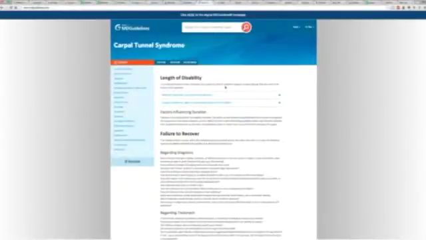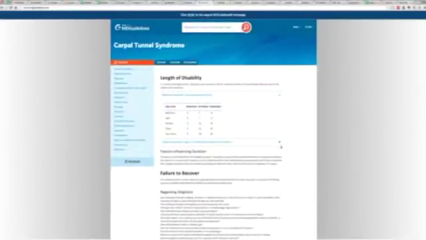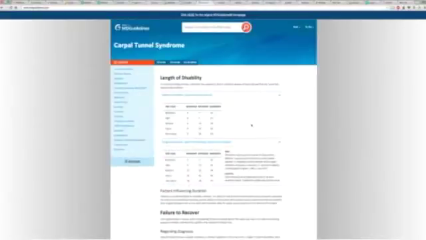So the first unique thing about the guidelines, which you guys probably won't be that used to, is the length for disability. Length for disability is effectively the optimum physiological recovery times for any individual condition. So I've typed in carpal tunnel syndrome, I've got medical treatment carpal tunnel syndrome and surgical treatment carpal tunnel.